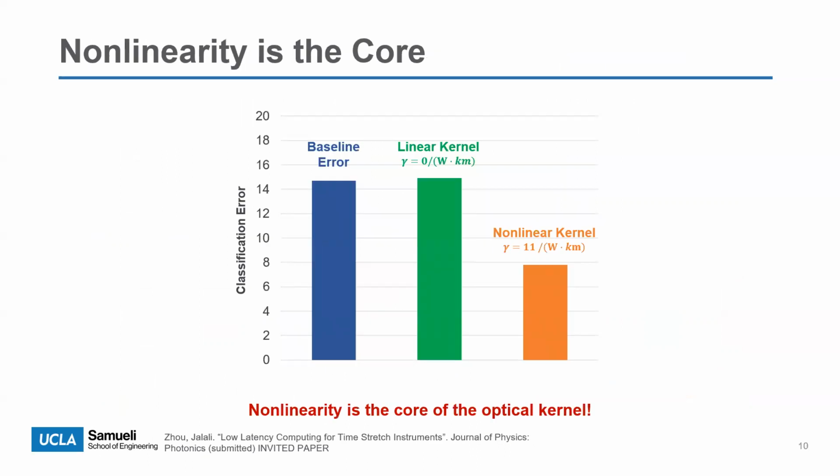We perform the simulation with the nonlinearity turned on and off. We compare the performance of both cases and the baseline obtained using a linear classifier without kernel. So clearly, without nonlinearity, there's nothing. The classification error for a linear kernel is almost the same as the baseline. On the other hand, the nonlinear kernel has an obviously better classification error.